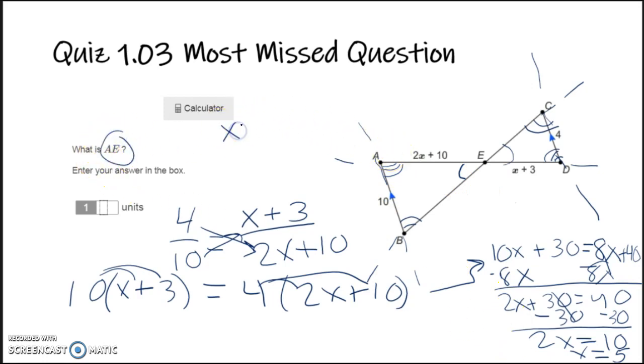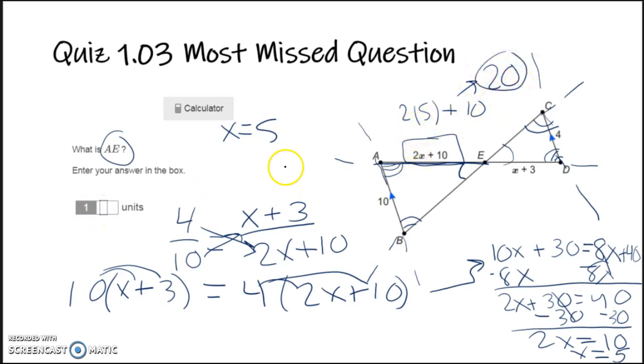So we know x equals 5. We just found that. So plug it in. AE is 2x plus 10. So 2 times 5 plus 10 is 20, because it's 10 plus 10, which will give us 20. So AE is equal to 20 units.